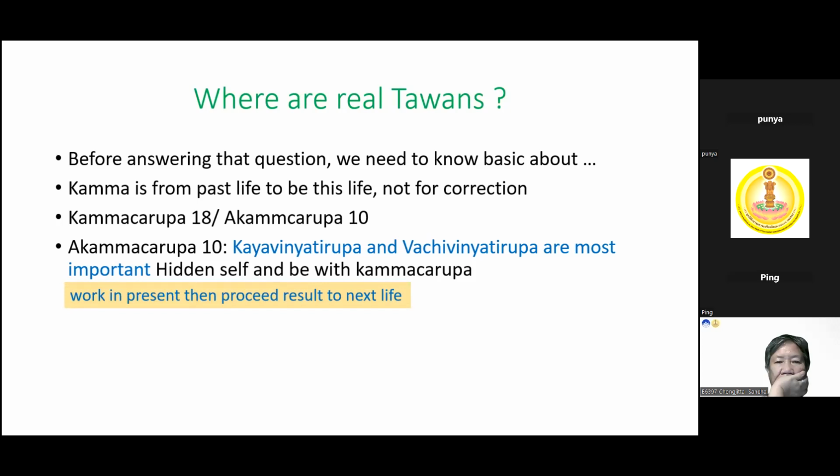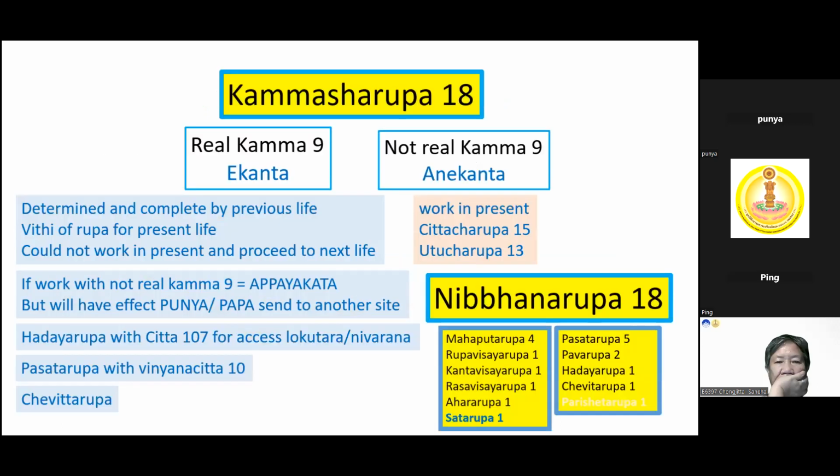So the Agamma Sharupa 10 works in the present and then proceeds to give results in the next life. Kamma Sharupa 18 is composed of real Kamma 9 and not real Kamma 9. We call them Ekanta and Anekanta in this slide. This Anekanta is not real Kamma. This one works in the present with Chitta Sharupa 15 and Utu Sharupa 13. And Nippanarupa, we call Nippanarupa 18.